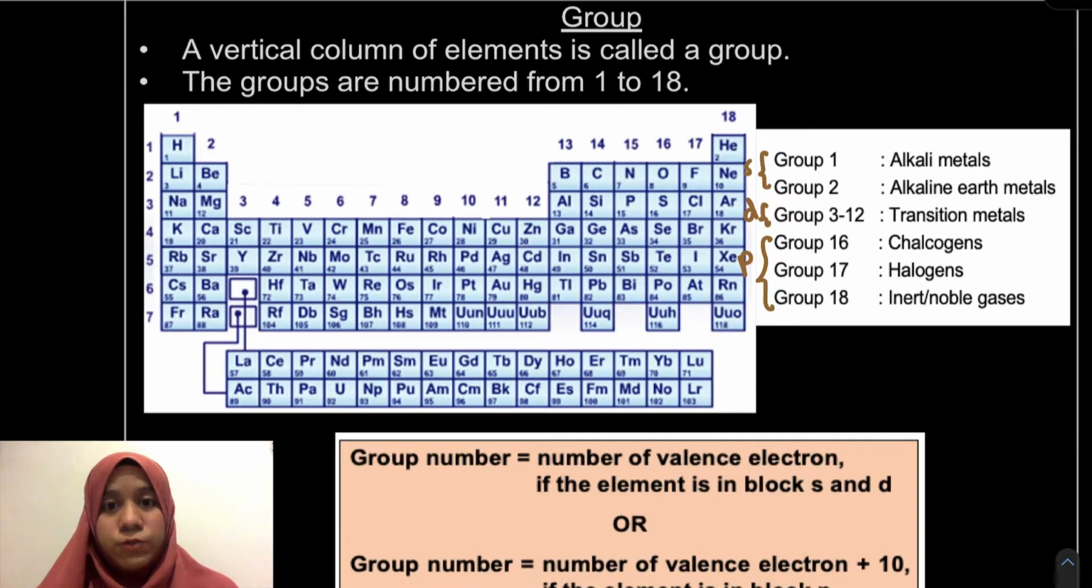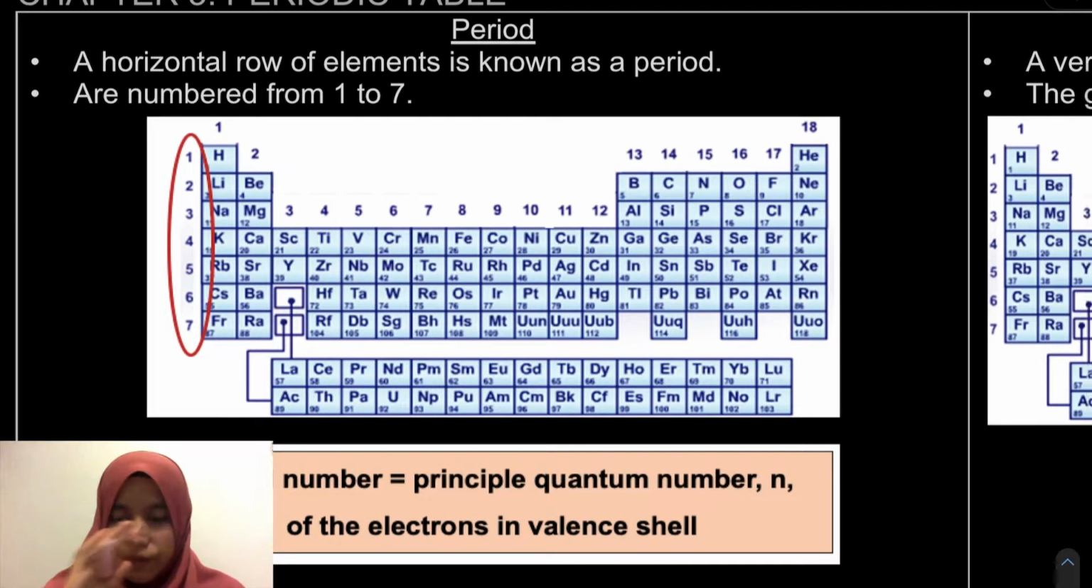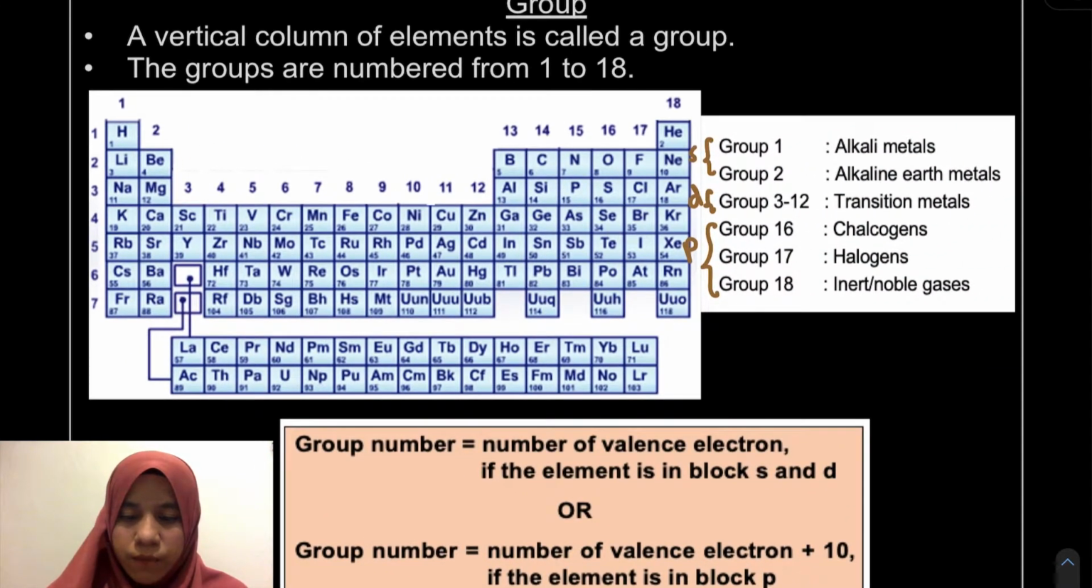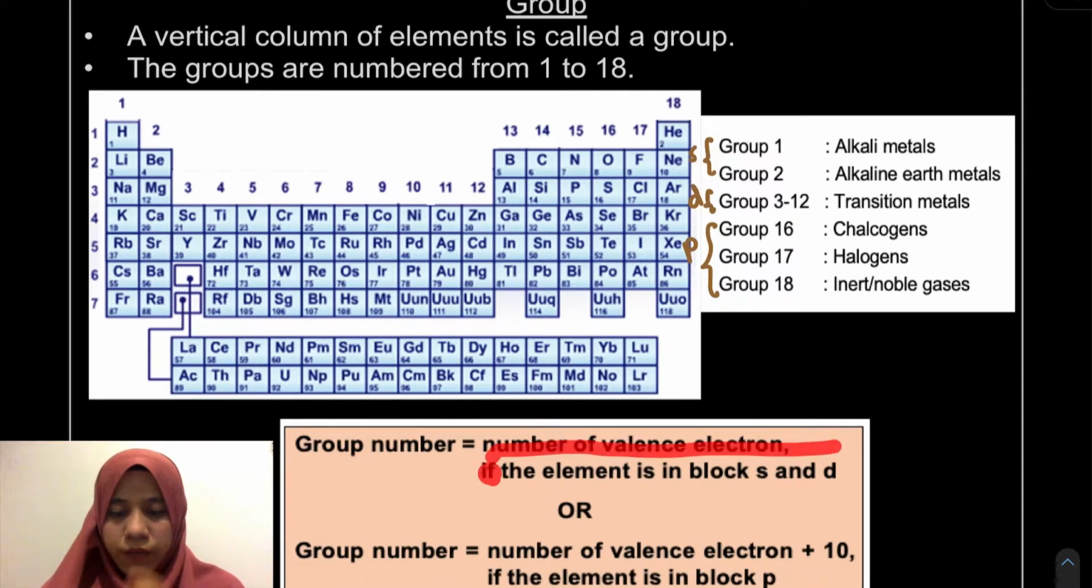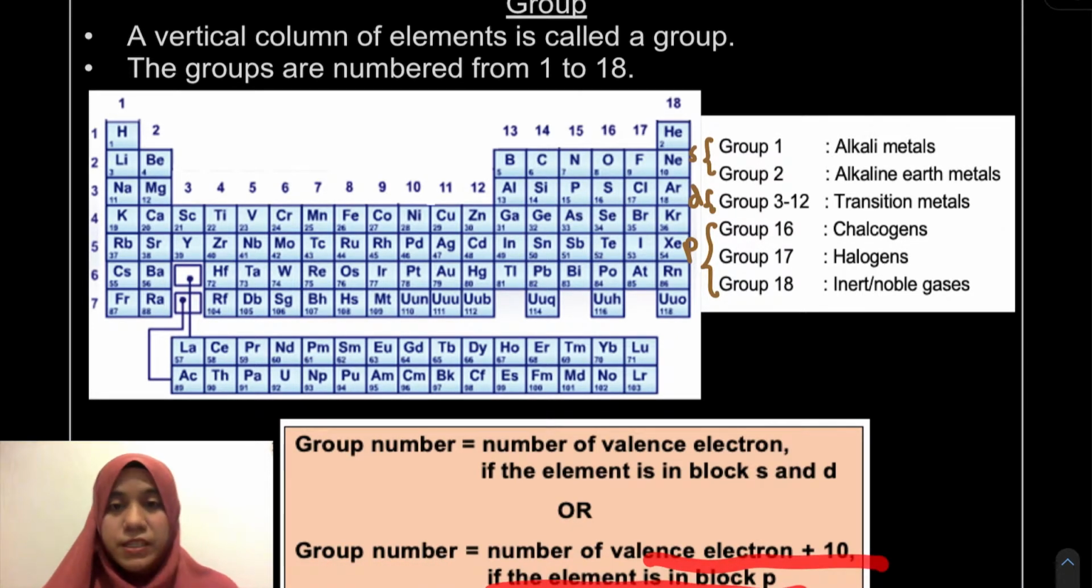How do we determine the group number? For period, we determine the period number from the valence shell. For group, the group number is the number of valence electrons if the element is in block s and d, or the number of valence electrons plus 10 if the element is in block p.